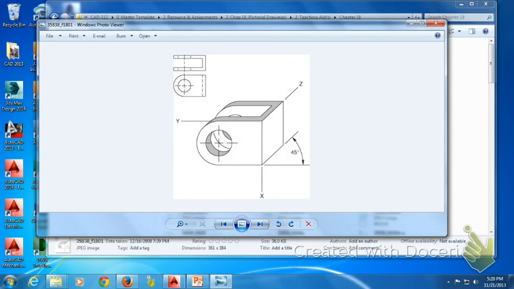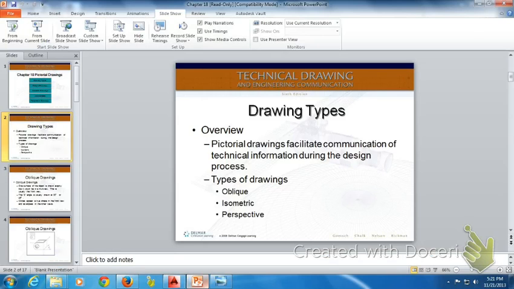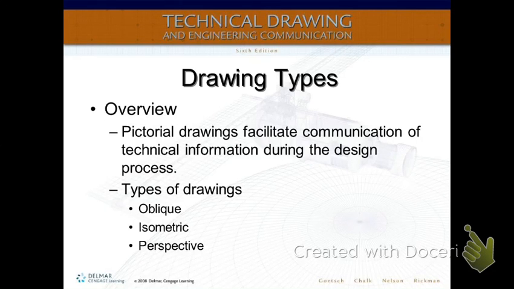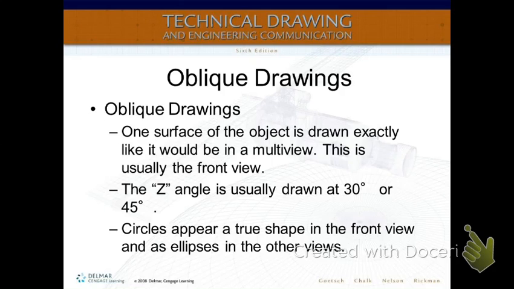Notice your X and your Y. Basically your X and Y are at 90 degrees, both vertical and horizontal, but your Z is what makes the oblique. Oblique drawings are either a convenient 30 or 45 degrees. Circles appear a true shape in the front and as ellipses in the rear.